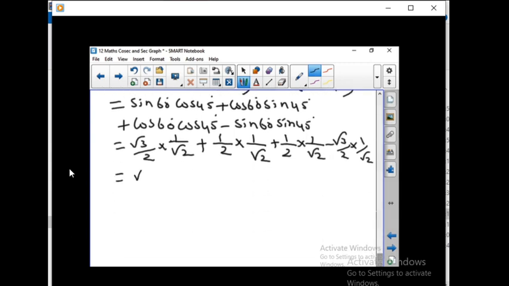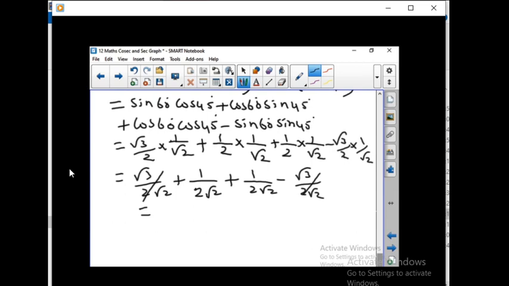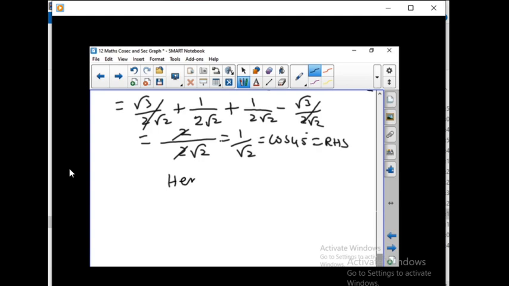So we get root 3 by 2 root 2 plus 1 by 2 root 2 plus 1 by 2 root 2 minus root 3 by 2 root 2. So both the first and last term get cancelled. So we get 2 by 2 root 2. Taking LCM, 2 gets cancelled. So 1 by root 2, and 1 by root 2 is nothing but cos 45. So 12th question you can do it for homework.